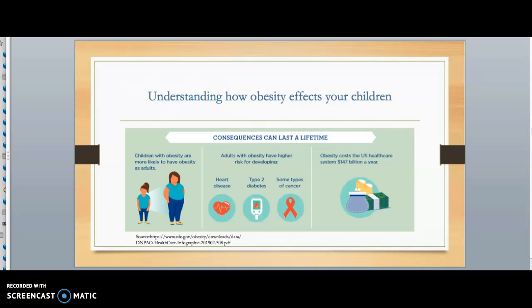Back to the health risk factors: different types of cancers, heart disease, and type 2 diabetes are the top three that we continue to see as an overlying theme here. And again, back to how much it costs the U.S. healthcare system: an average of $147 billion a year.